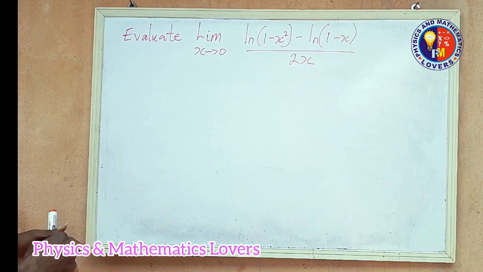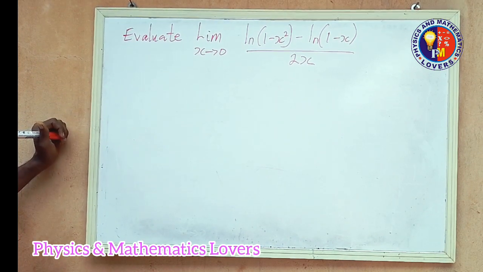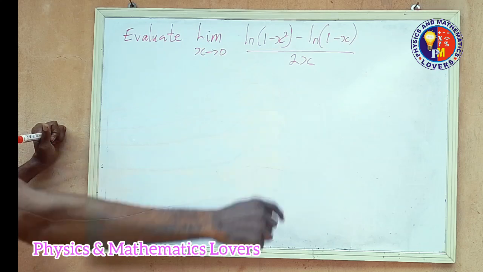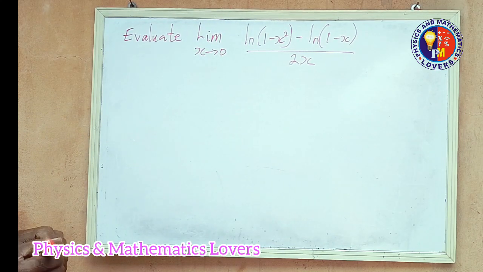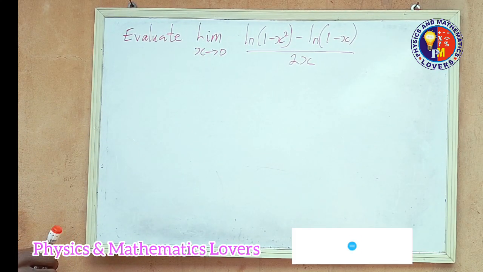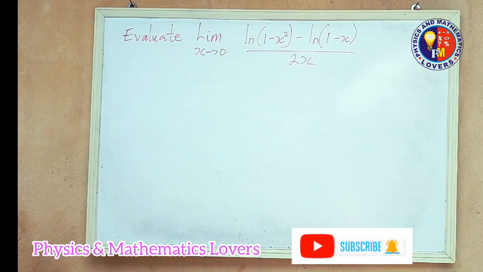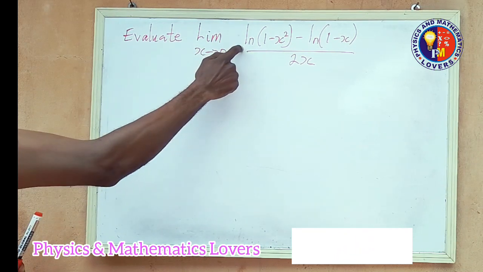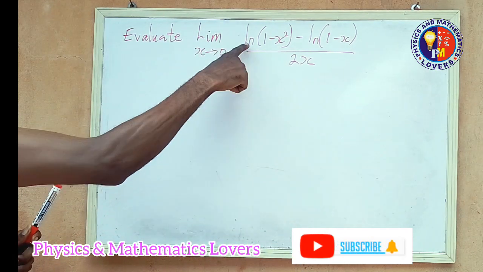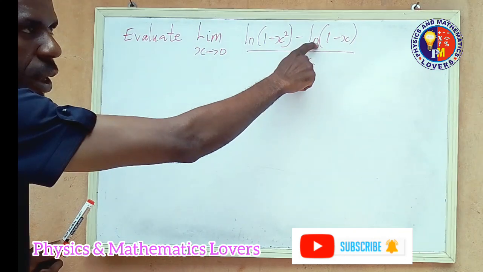Now let me remind you of this. Whenever you come across ln, it is otherwise known as the logarithm function. The log of a number to base e. That is what ln stands for. It means the natural log to base e. So this is also a log, and this is also a log.